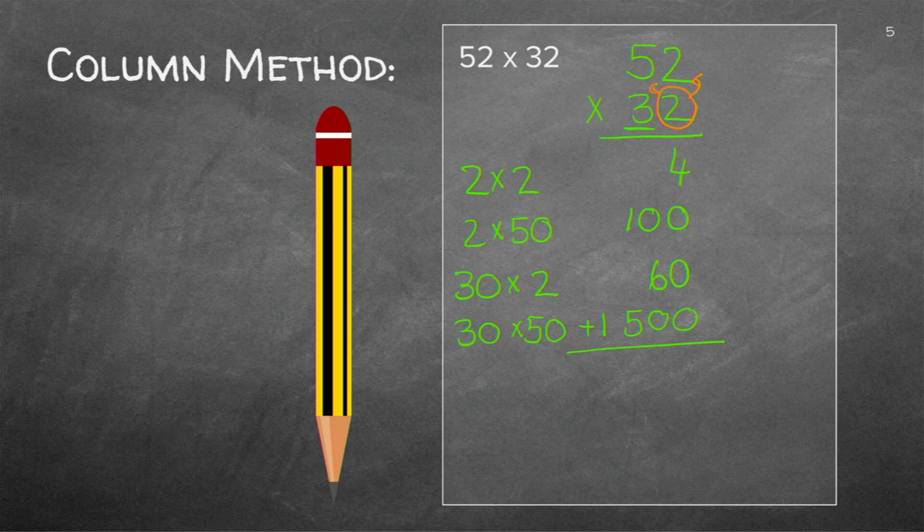4 plus all the zeros will be 4. 6 plus the 2 zeros will be 6. 5 plus 1 will be 6. And 1 plus nothing will be 1. There you go, boys and girls. Now remember to pause the lesson if you want to try it by yourself.